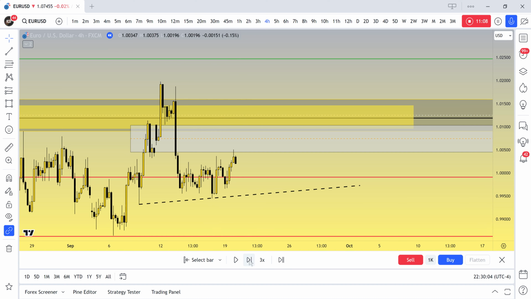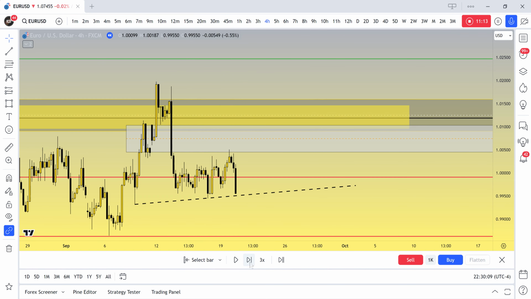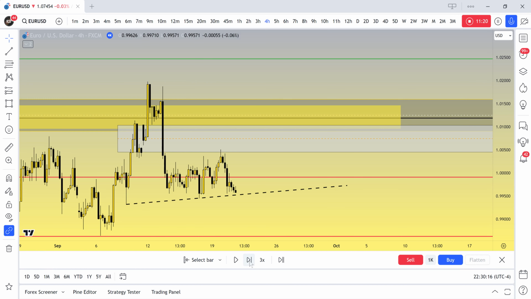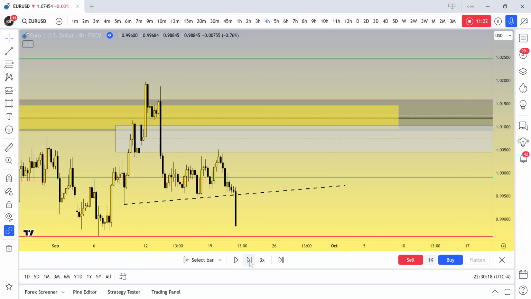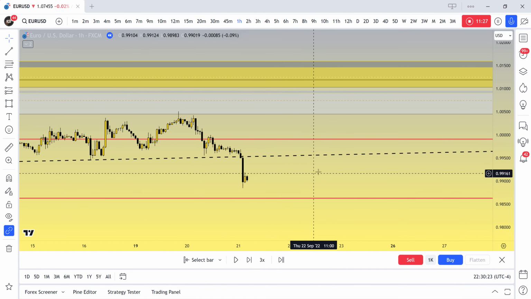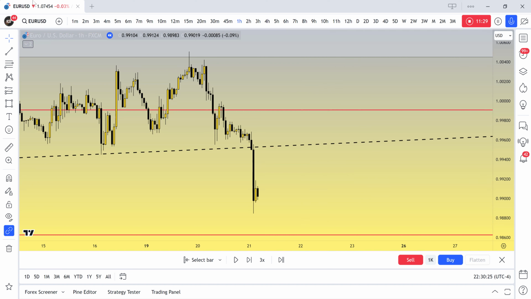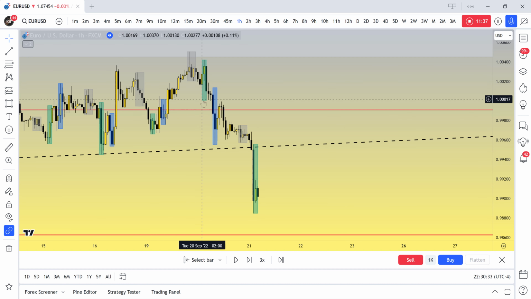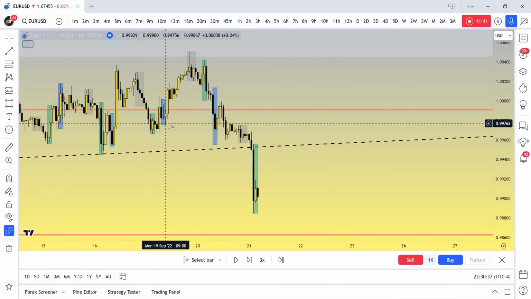Now we're in this area. Okay. And close to it. Oh, lingering. All right, and then breaks down. Okay, let's go to the 1 hour. Let me turn on some kill zones. Gray is Asia, green is London, and blue is New York.